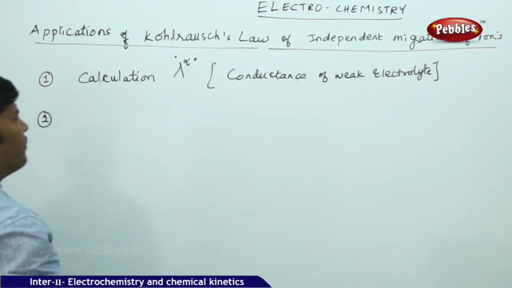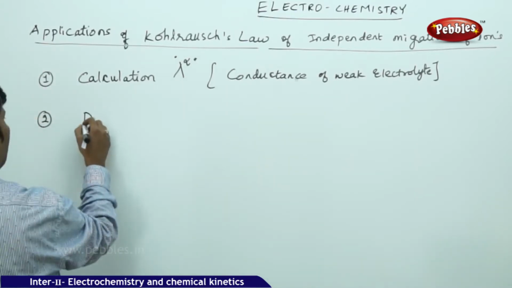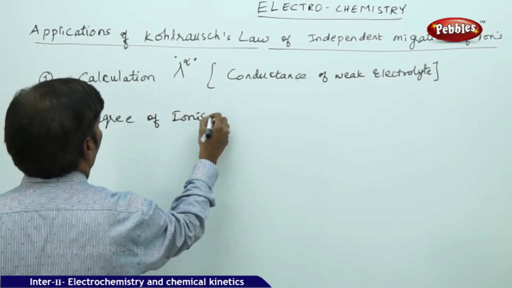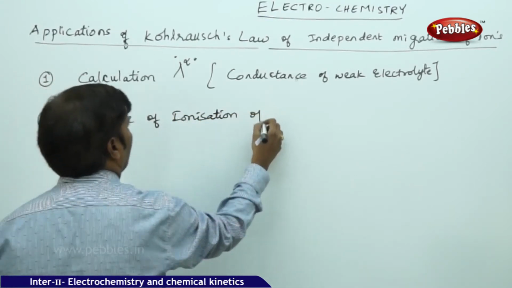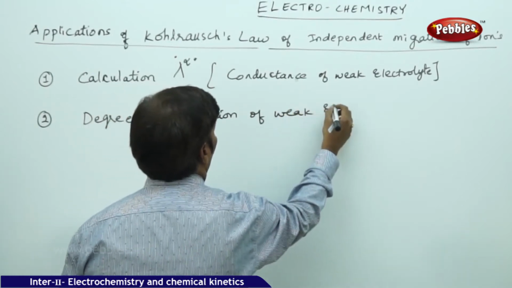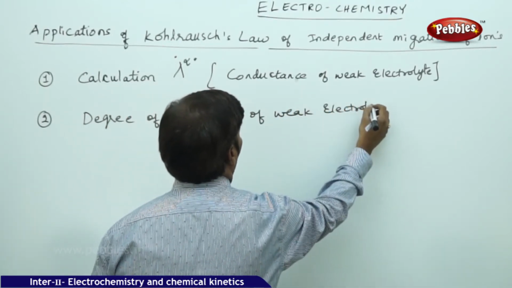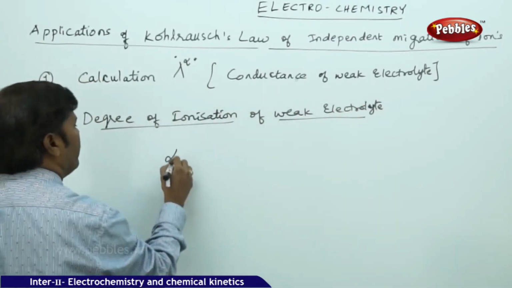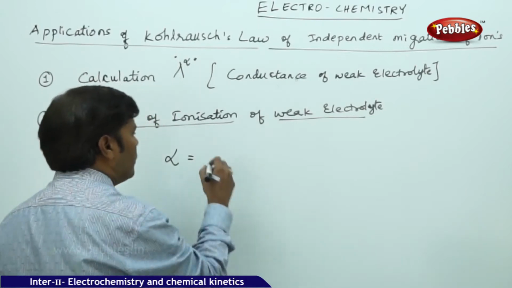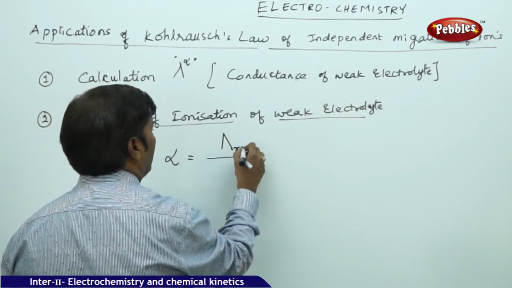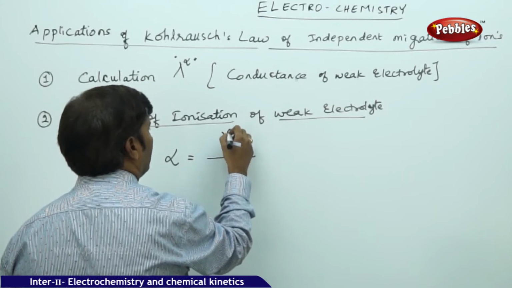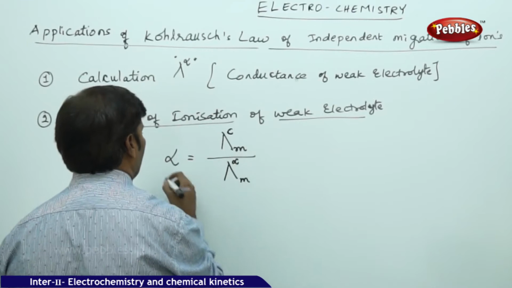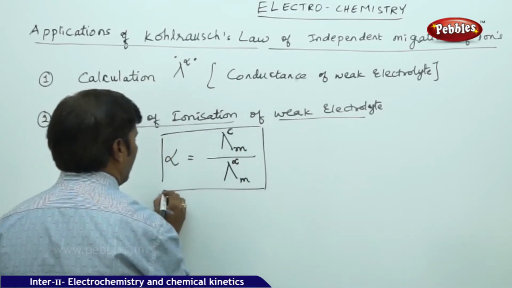Second, we can calculate the degree of ionization of a weak electrolyte. We have a formula here, and if you remember that, it's more than enough. The degree of ionization is given by alpha. Alpha is equal to the molar conductance at a given concentration divided by the molar conductance at infinite dilution.